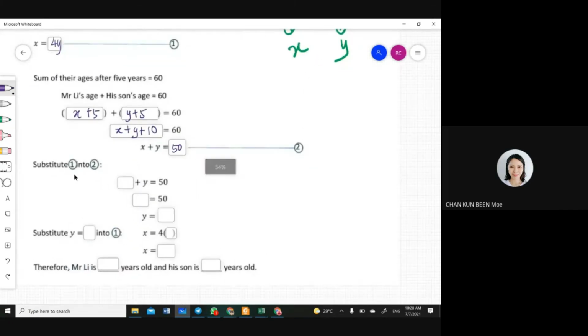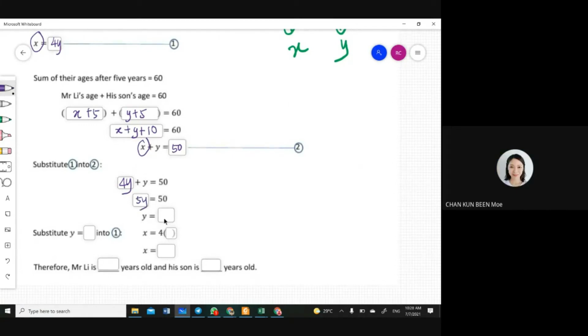Now, substitute 1 into 2. So we have to substitute x equal to 4y into this. Substitute into 2, meaning the x here, you replace the x. You can see it's a blank over here, meaning I'm going to replace the x with 4y. So I write down 4y. So you just need to calculate 4y plus y. How many y? 5y.